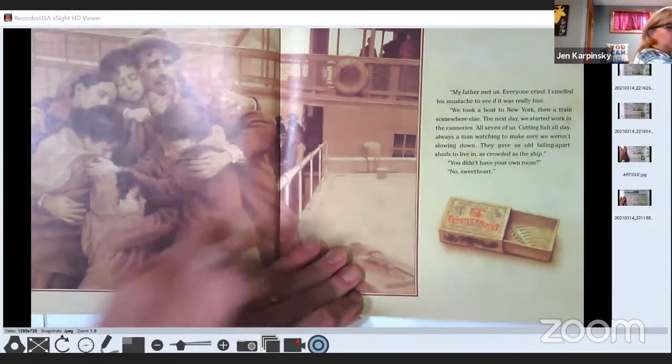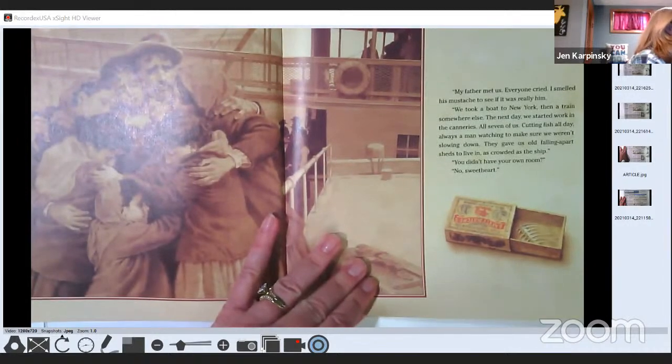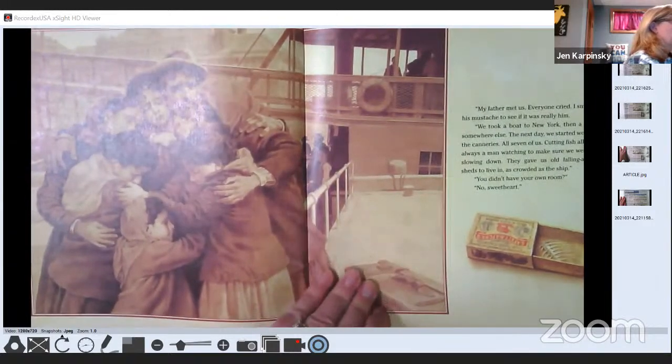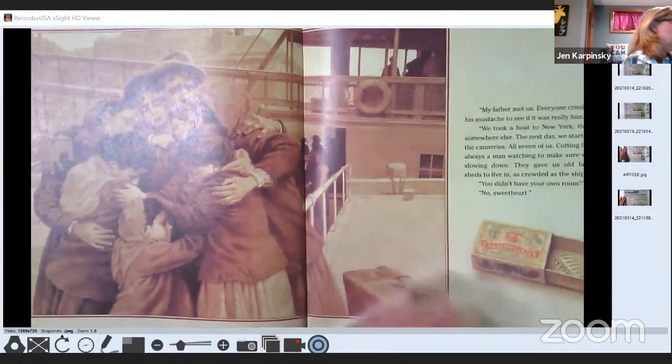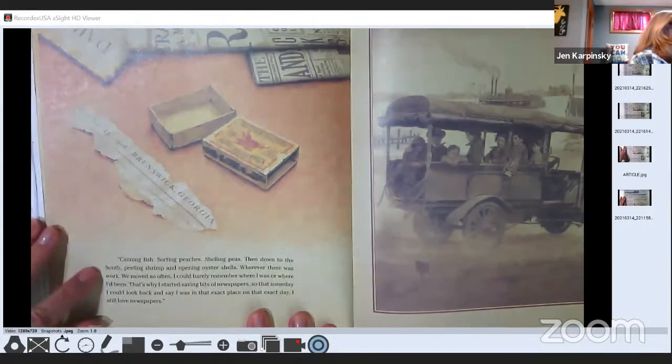So here's the life of the immigrants. They came to New York and they got a job, all of them, no matter how old or how young they were, all working in factories, running businesses, cutting up fish, canning fish, sorting peaches, shelling peas, then down to the south, peeling shrimp, opening oyster shells, wherever there was work.